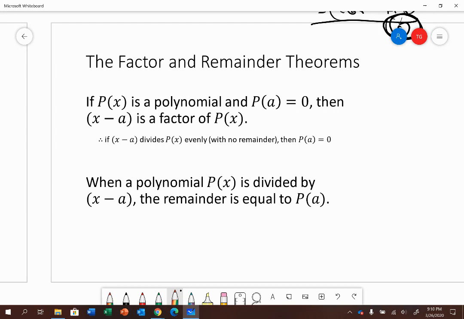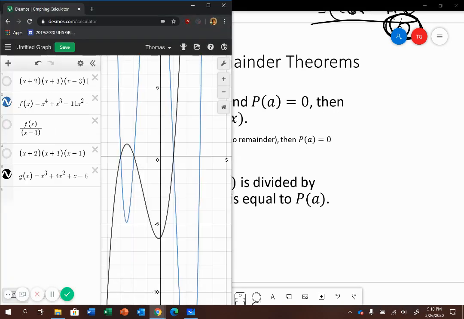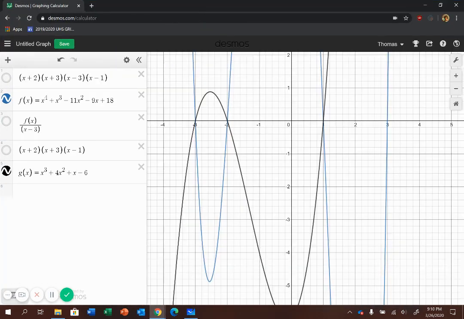Now we can think about what that means as far as our Desmos graph from before. When we divided f of x by x minus 3, we got this here, and what that meant was that x minus 3 was a 0 of the original polynomial. It was a factor of the original polynomial. In fact, if I plugged 3 into that original polynomial, I would get 0 out.